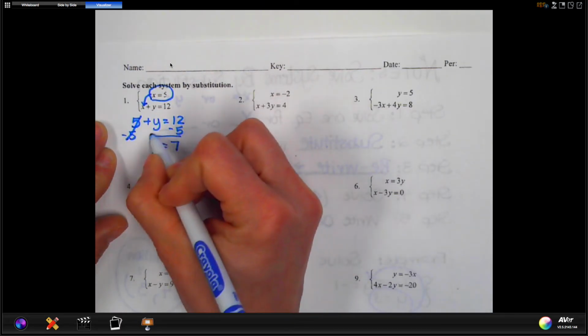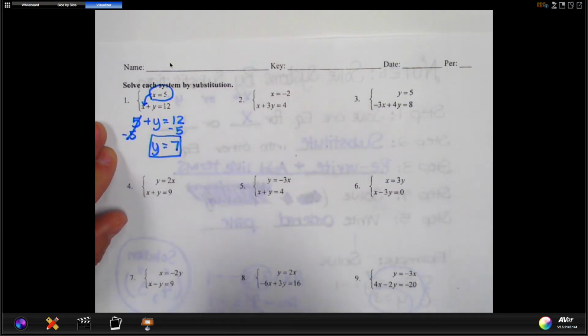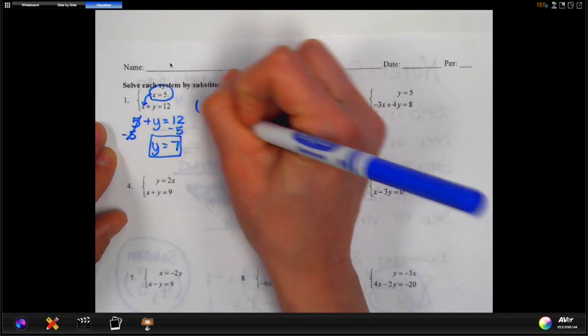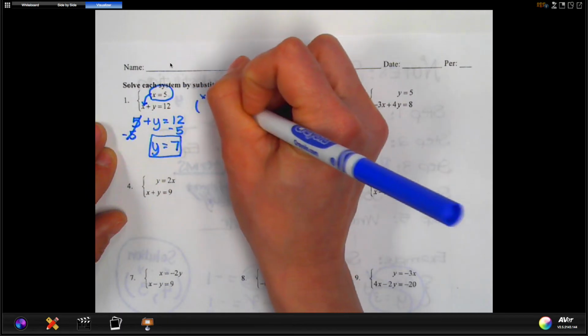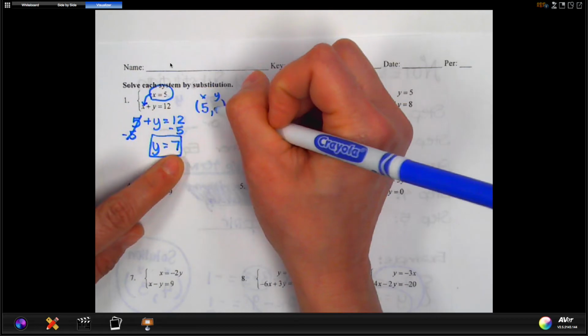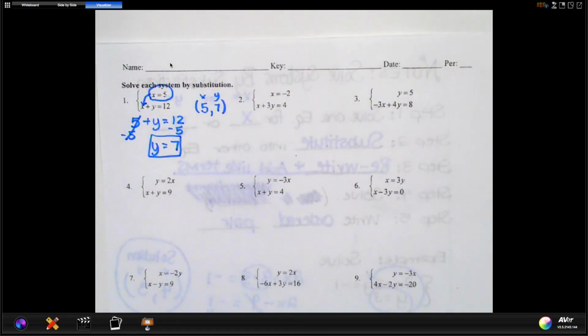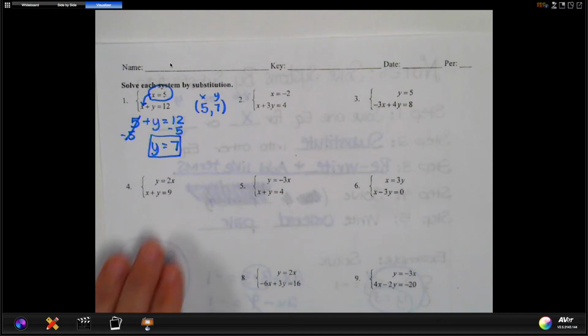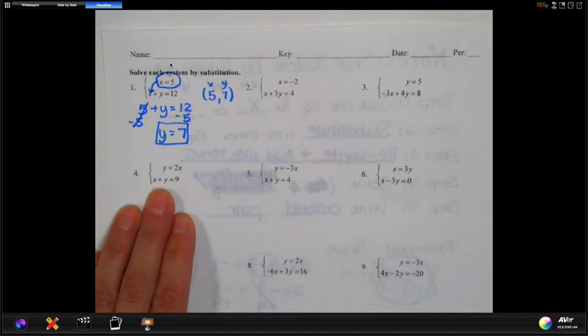Okay, good. Now I have all my information. My solution is x comma y. So my x value is 5, that's up here. My y value is 7, and that's the solution to the equation. Okay, but what about down here where we have something different? So skip down to number 4 with me.